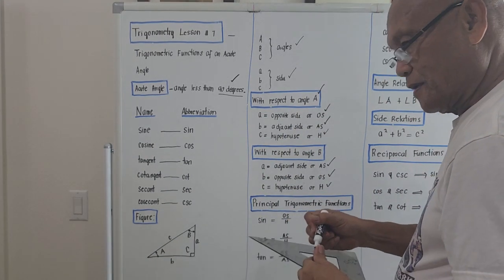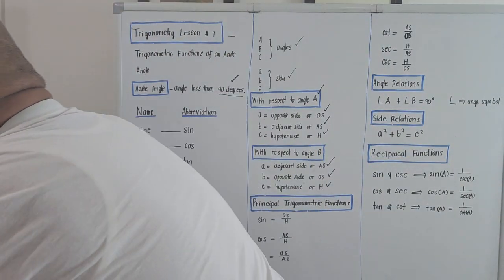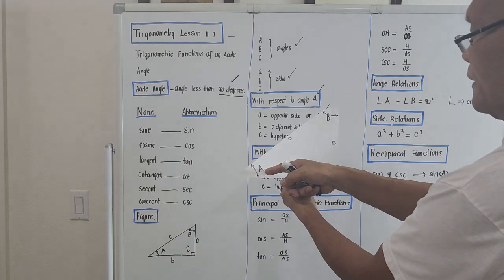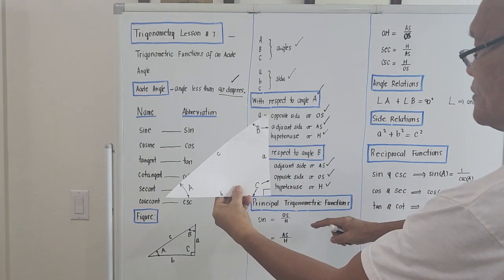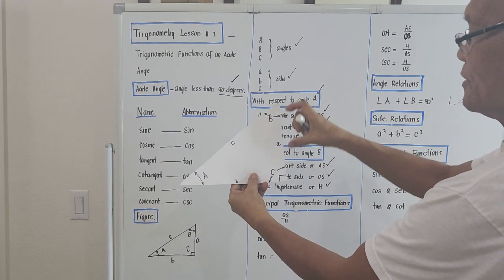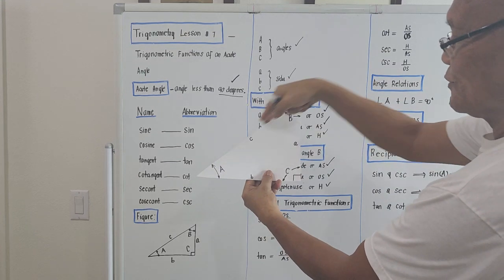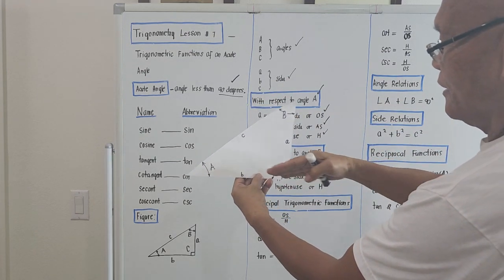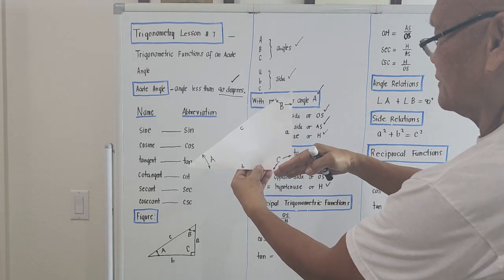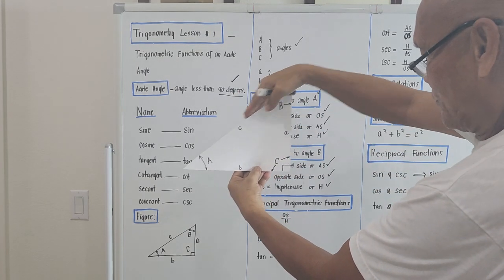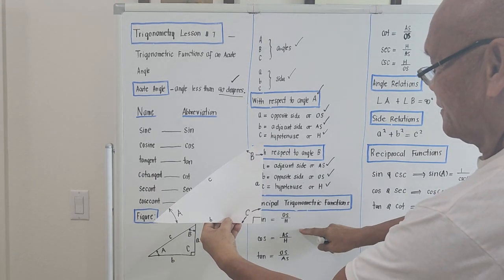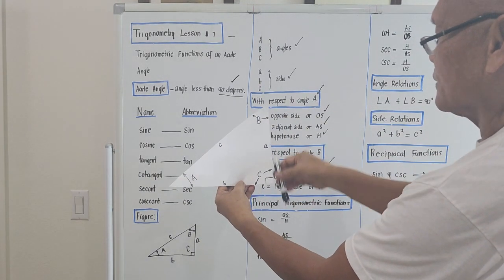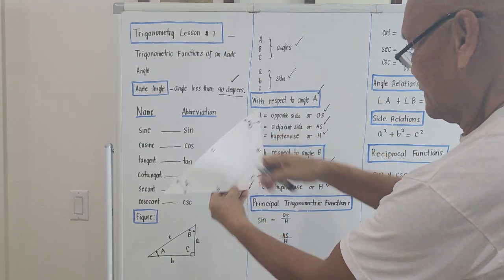I better use the paper so we consider the angle. If we try to take the sine of angle A, from this definition, it should be opposite over hypotenuse. And if you try to take the cosine of this angle here, it should be its adjacent over hypotenuse. And if you try to take the tangent of angle A, it should be opposite over adjacent.